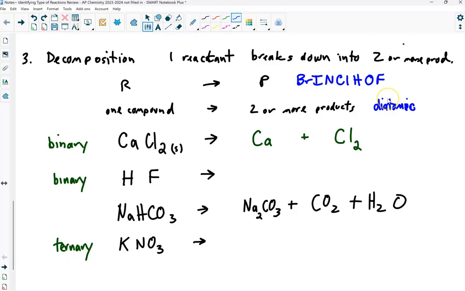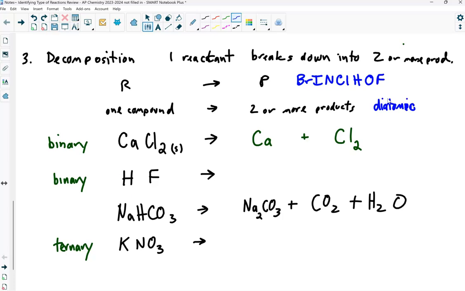A diatomic element. Now remember, diatomic means it's composed of 2 atoms, and bromine, iodine, nitrogen, chlorine, hydrogen, oxygen, and fluorine are the 7 diatomic elements. They occur in nature bonded to themselves. So when you write the elemental form of chlorine, you would write Cl2.